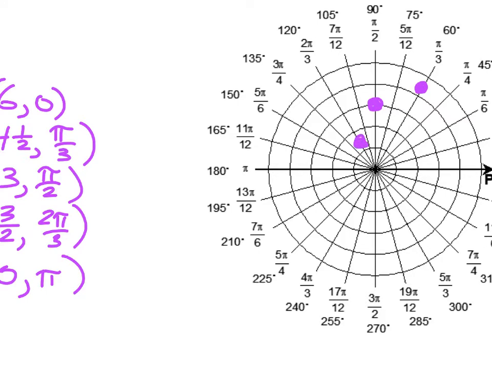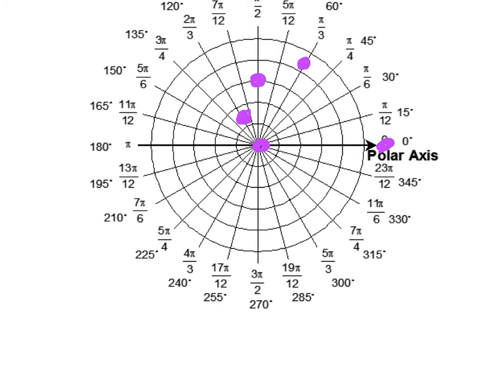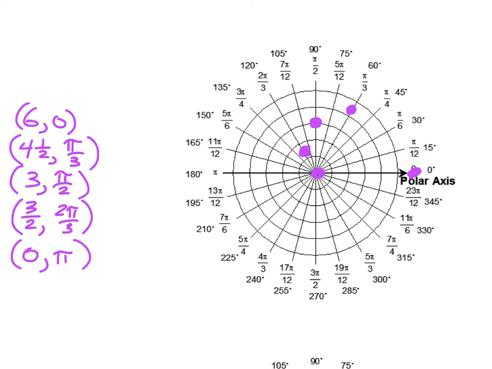0 steps towards pi. Well, 0 steps towards anything is going to leave you at the pole. Now, I only came up with these points, but my graph looks like that. So what we're going to do is rely on symmetry and a little bit of common sense. Well, maybe the common sense first, then the symmetry, because it's got to look like this.